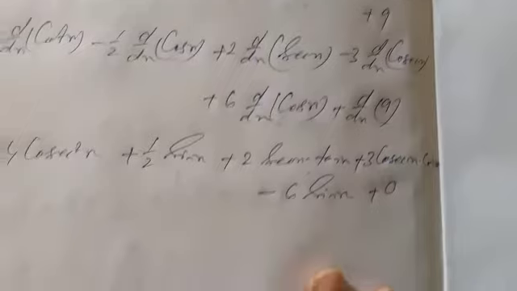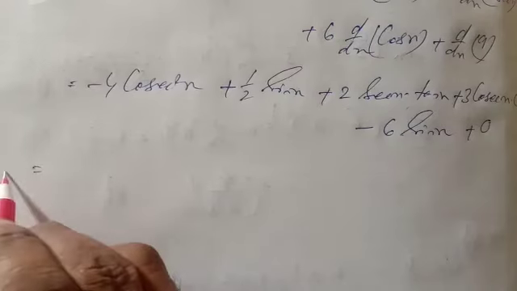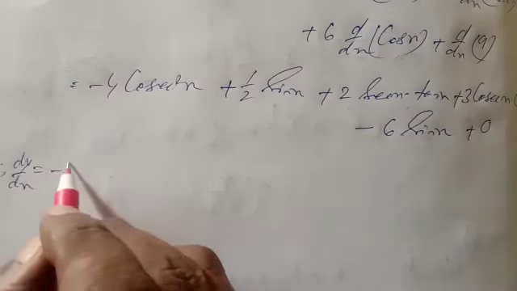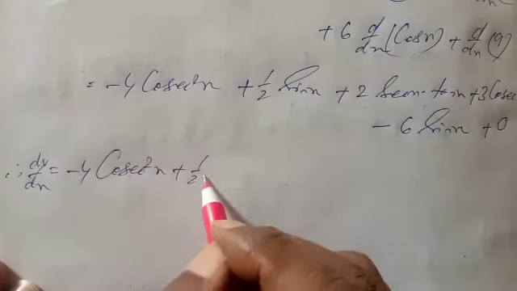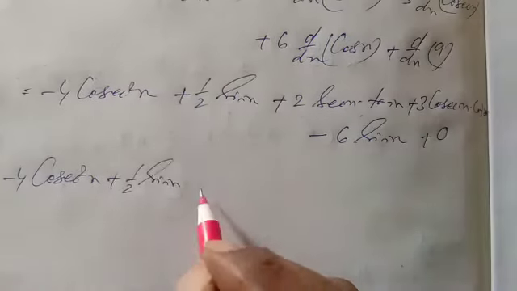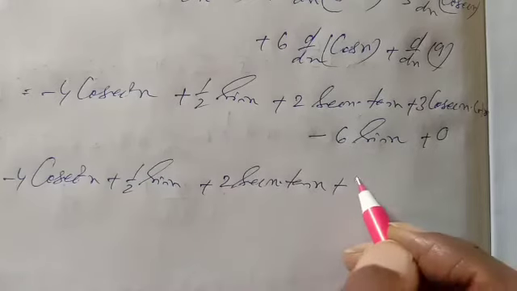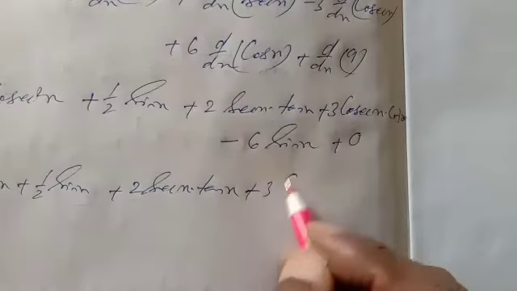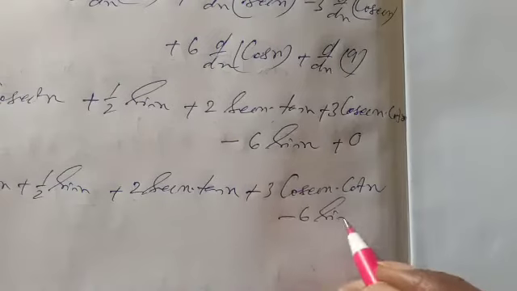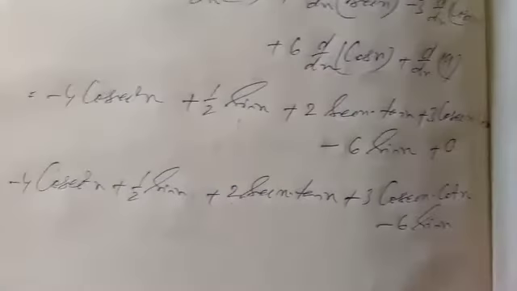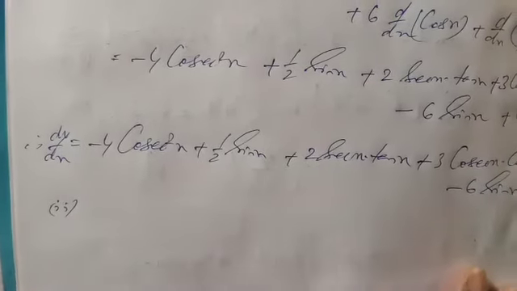Okay. So finally what will you get? Therefore dy by dx will be minus 4 cosec square x plus half sin x plus 2 sec x into tan x plus 3 cosec x into cot x and minus 6 sin x last. Okay. Number 6 first part completed. Let us go to number 6 second part. I think it is clear to all.